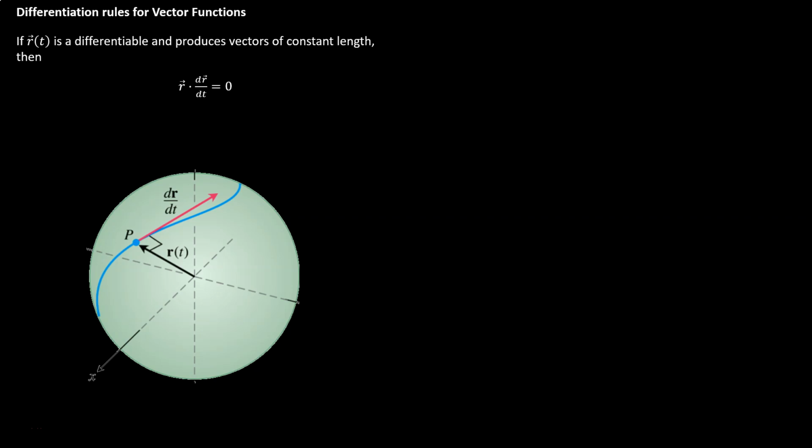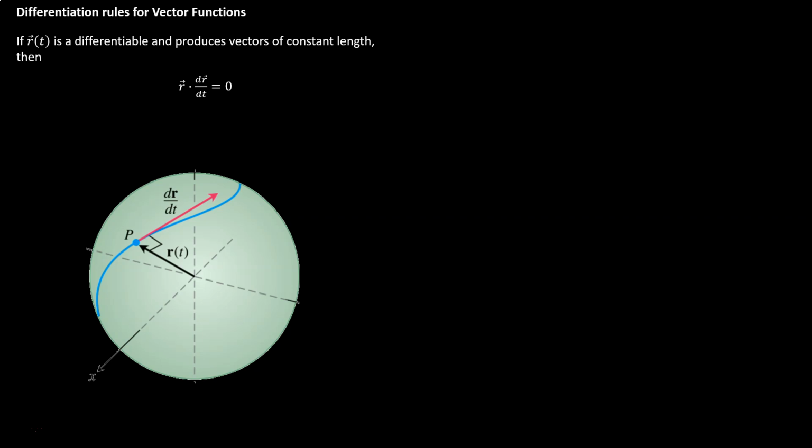Let's consider a special vector function r of t. R of t is special in this case because I want it to produce vectors that each have a magnitude of 2. If that's the case, then we can think of r of t as a vector that's mapping out a curve on the surface of a sphere. The sphere has a radius of 2. We can see that in the image on the screen.